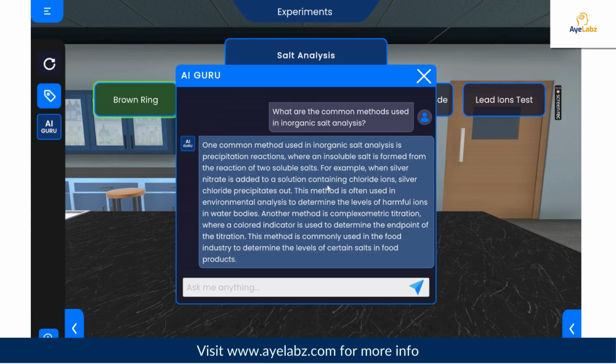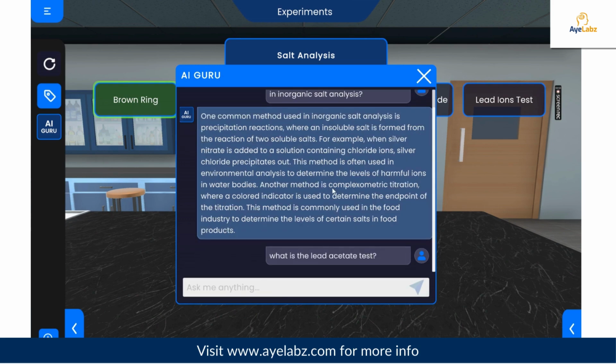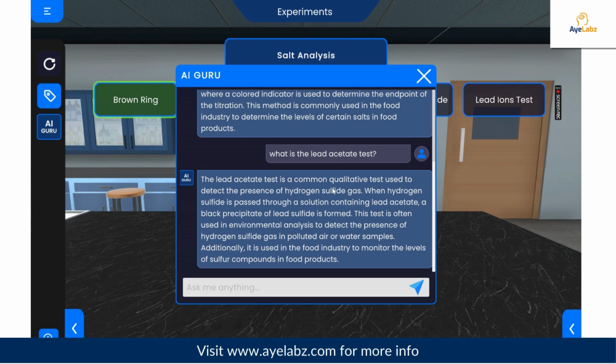What are the common methods used in inorganic salt analysis? What is the test for lead acetate? If a student gets stuck, they can ask the AA Guru for a detailed explanation, just like asking a teacher for help in the class. It's like having a personal science tutor available 24/7.